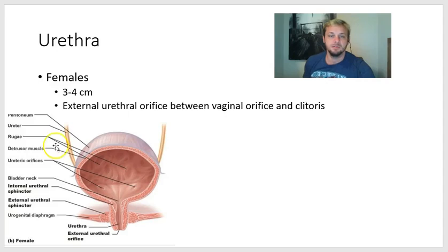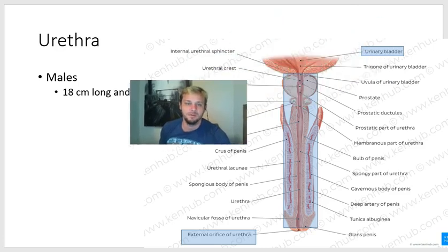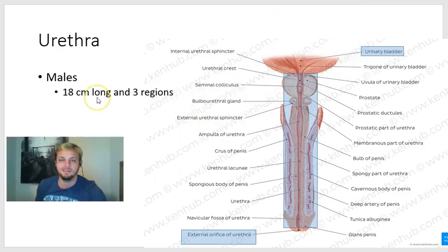Looking at the urethra, females have a really short one, 3 to 4 centimeters. This can lead to a lot of UTIs, or urinary tract infections, because it is very short compared to the males. If you look at a male urethra, it's about 18 centimeters long, give or take, with 3 major regions. So here you have your urinary bladder, and then all of that is urethra.